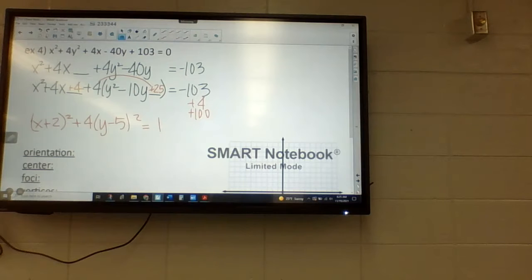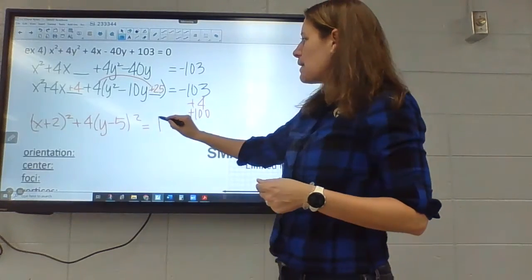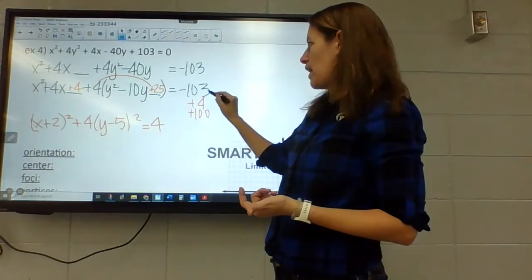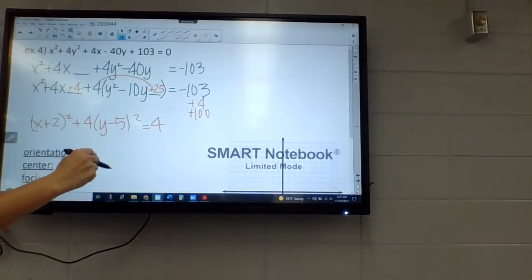Shoot. Should we just change the problem? I think we need to change it, just so we can graph it to practice graphing a little bit more. So why don't we change it to a 4? So that would make this, what is that, we need 4 more here. 107. Negative 107.